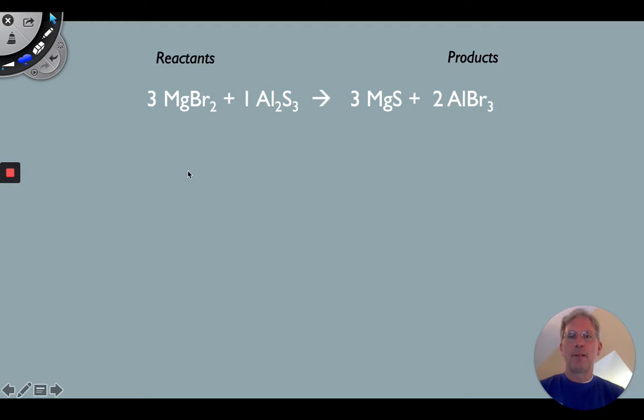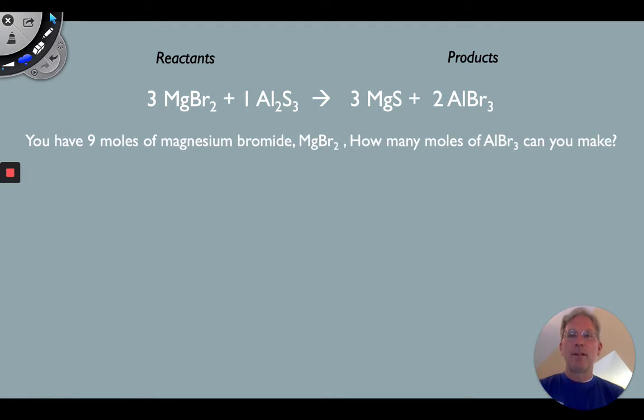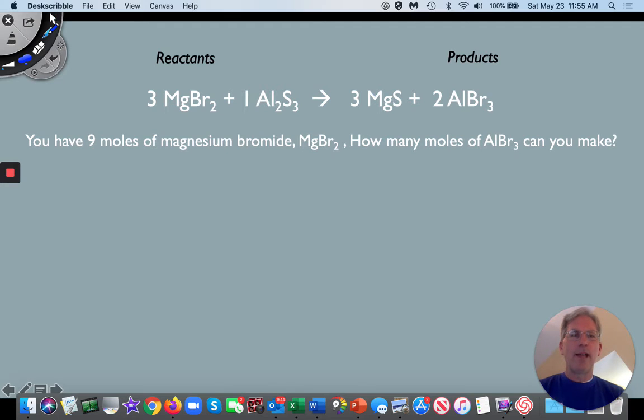Okay. Let's take a look at another question. Same exact formula. This time you're going to take your 9 moles of magnesium bromide and figure out how many moles of aluminum bromide you're going to make. So I've got 9 moles here, and I want to know over here how many moles I'm going to make. So I'm going to start with the ratio method, just like we did last time.